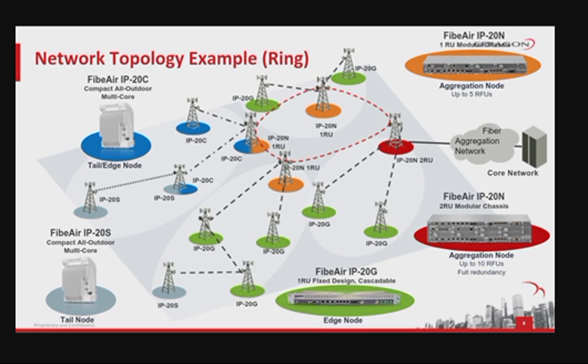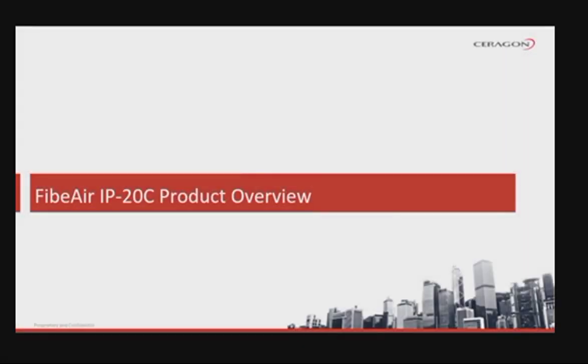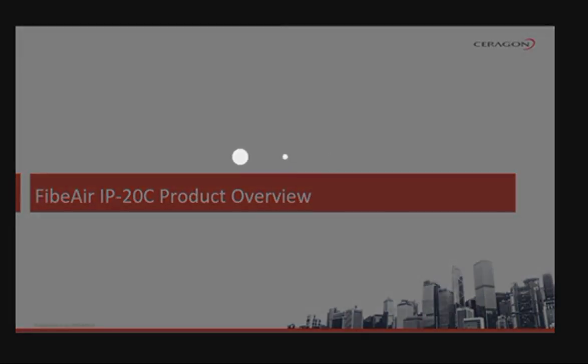Please note that IP-20G is interoperable over the radio link with IP-20N, IP-20GX and IP-20S. Also note that a radio link cannot be established between IP-20C and IP-20N, IP-20C and IP-20S. The same product type has to be at both ends of the link. In the following slides we will overview the fiber IP-20C product.